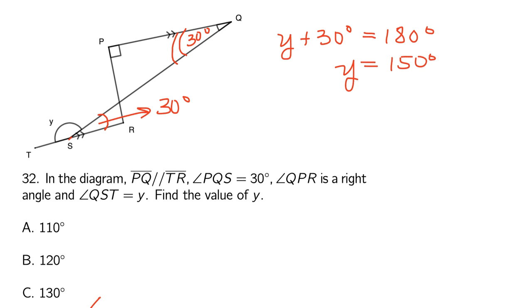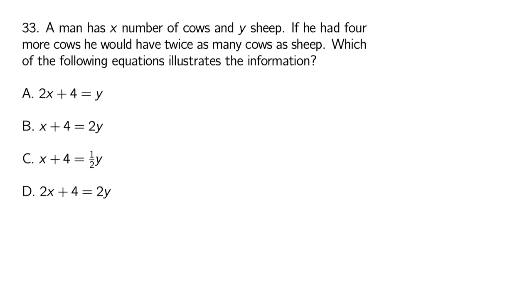The next problem is 33. It says a man has X number of cows and Y sheep. So he has X cows and Y sheep. If he had 4 more cows, he would have twice as many cows as sheep. So 4 more cows, how do we write that? Well, he has X cows, so if we now have 4 more cows, that's X plus 4.